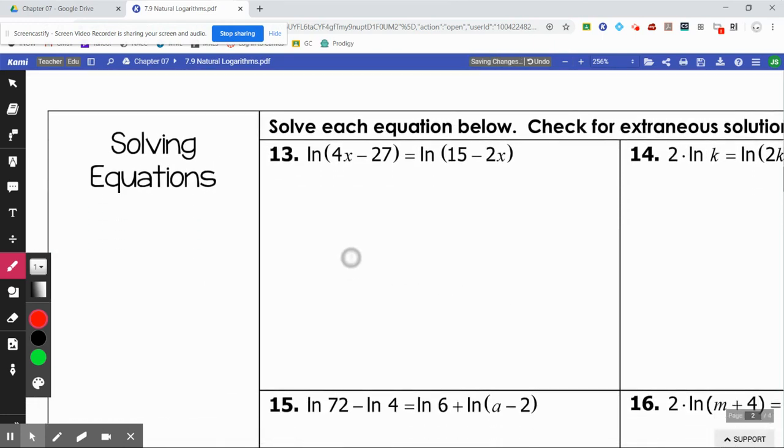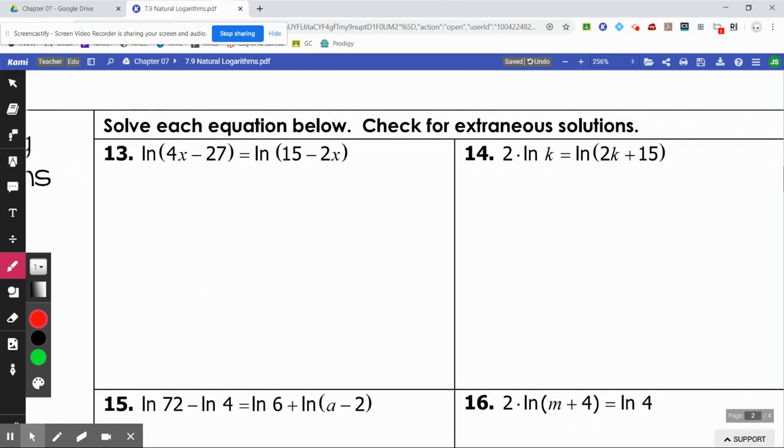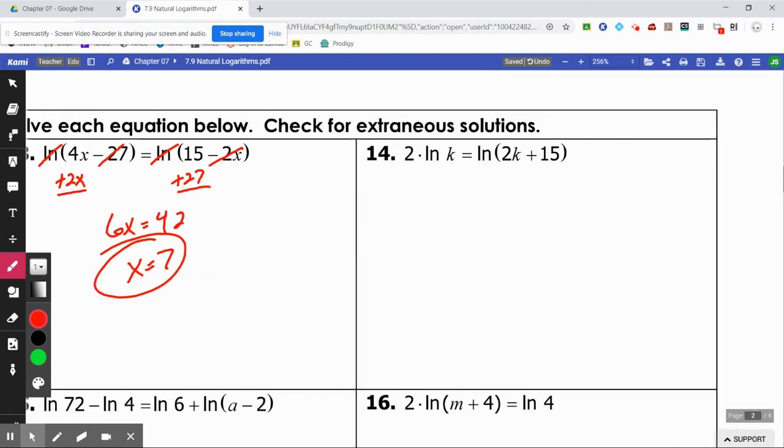Next up, we're going to solve some equations. Same rules apply. If you have a logarithm equal to a logarithm, forget about the logarithms and just solve what's left. Let's move our x's to the same side by adding 2 x's and move the 27 over here by adding 27. Gives you 6x is 42, so x must be 7. You can go back and plug that in. And remember, you cannot take the log of a negative or 0, so it does check out.